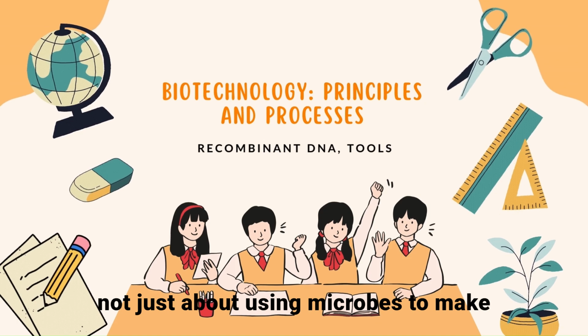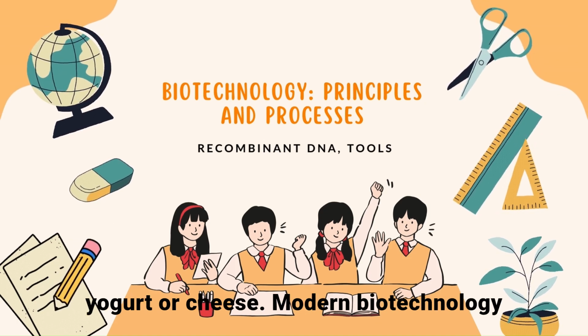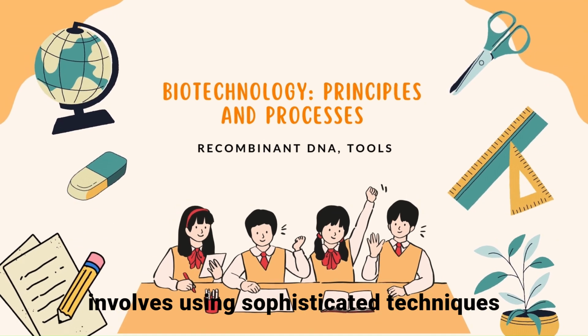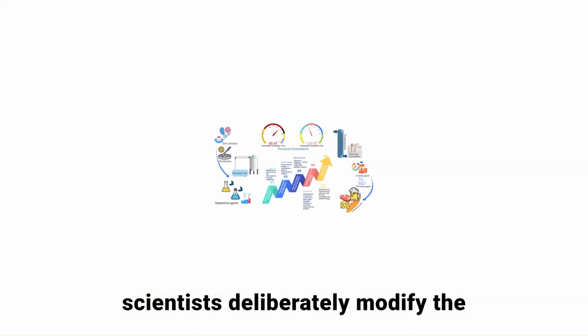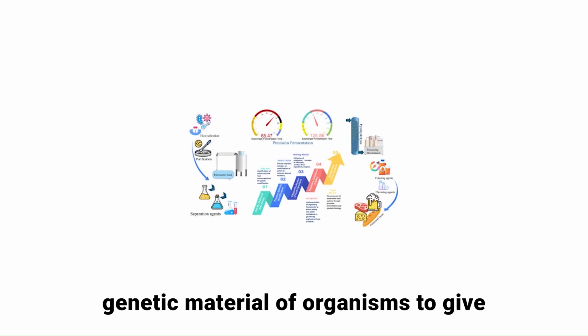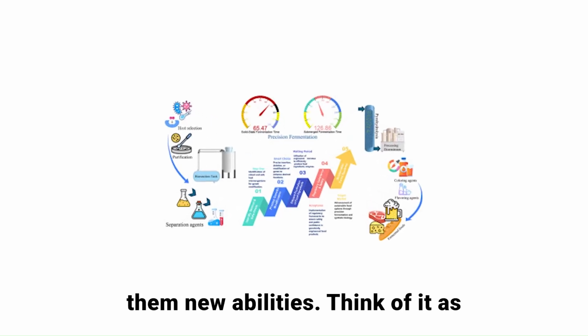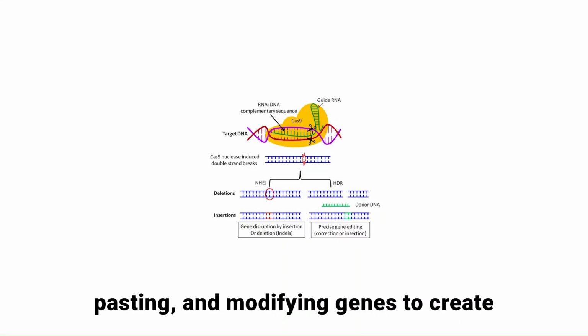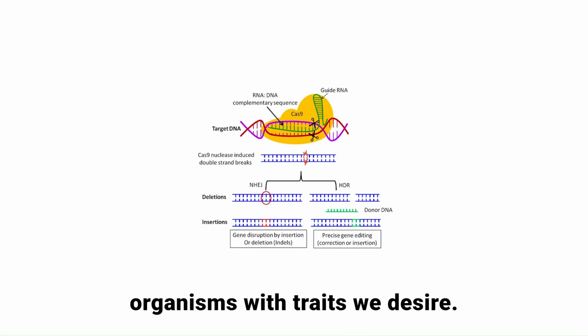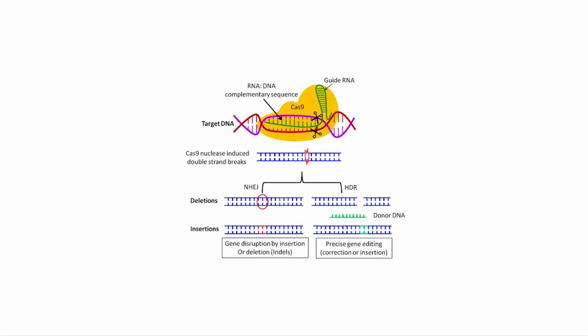It's not just about using microbes to make yogurt or cheese. Modern biotechnology involves using sophisticated techniques like recombinant DNA technology, where scientists deliberately modify the genetic material of organisms to give them new abilities. Think of it as genetic tailoring. We are cutting, pasting, and modifying genes to create organisms with traits we desire.